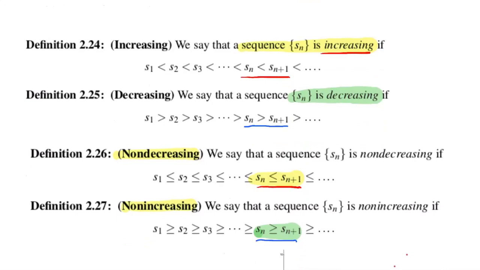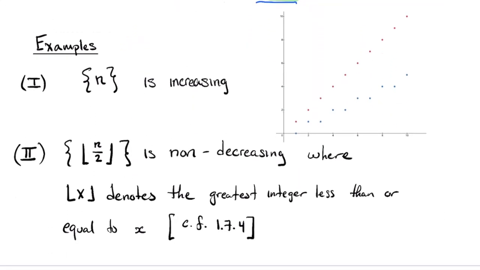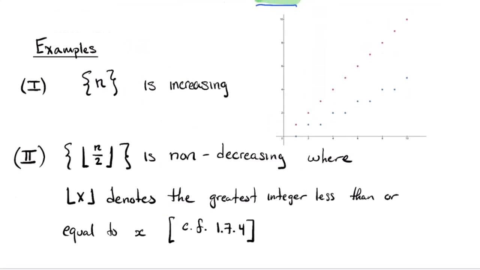Cool, let's look at a couple of examples. I squeezed in a little Desmos plot here. It's kind of small, but we can look at it anyway. I'll highlight the example in the same color as the plot. So in the first example, I'm just looking at the sequence n. Well, that sequence is increasing. You can see it over here. The dots are plotted in red, and the output value is the input value. And you can see that those sequence terms are getting strictly bigger.